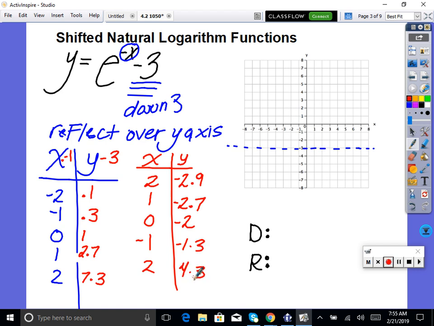So graphing those points. Over 2, down 1, 2.9, we're right by the asymptote. Over 1, down 1, 2.7. Over 0, down 2 units. Over -1, down 1.3. Over this is a -2. Over -2, up 4.3. Up 1, 2, 3, 4.3. And there's our exponential. So the domain is still all real numbers, but our range is -3 to infinity. Okay. Graphing super easy if we take the same steps we've taken all year long.